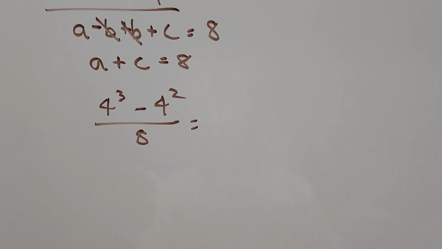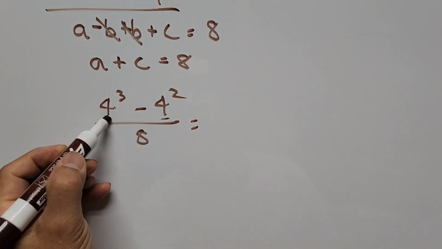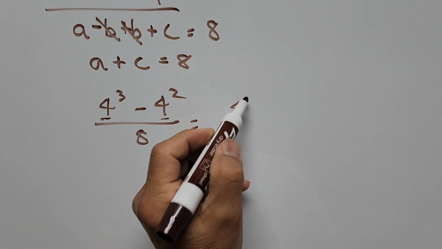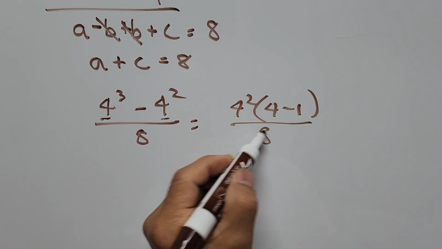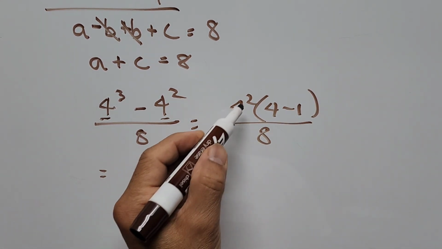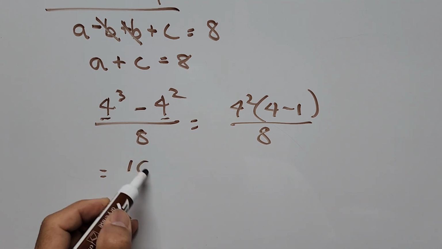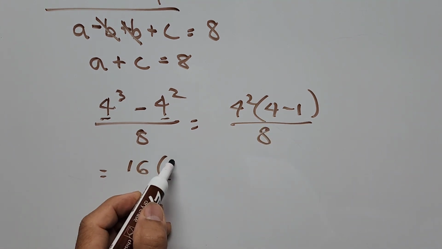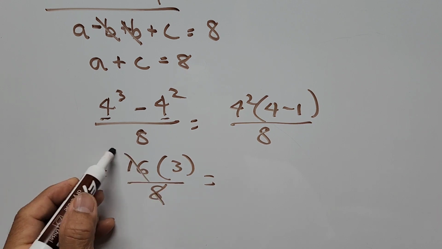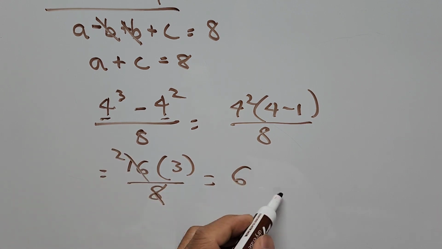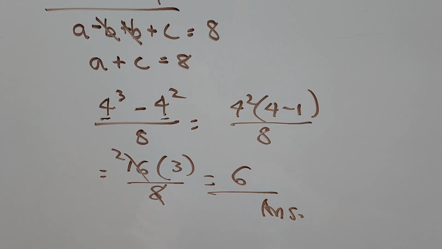So this becomes, factor out 4 squared. So this is now 4 squared times the quantity 4 minus 1, divided by 8. And this is equal to 4 squared, which is 16, times the quantity 4 minus 1, which is 3, divided by 8. 16 divided by 8 is 2. 2 times 3 is 6. Final answer.